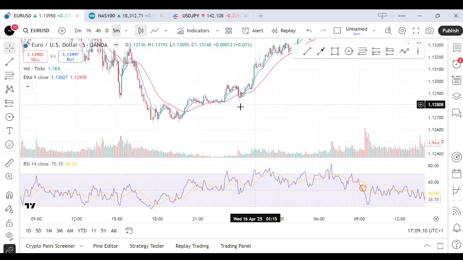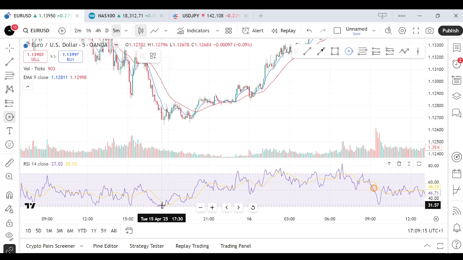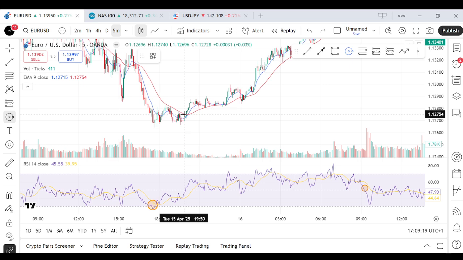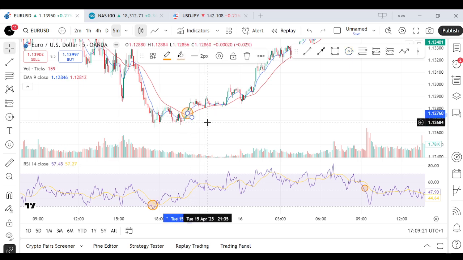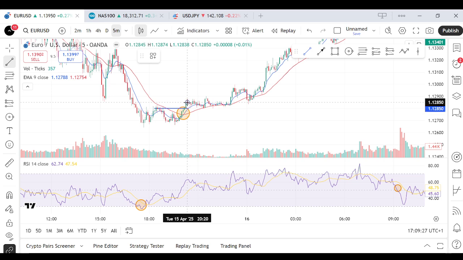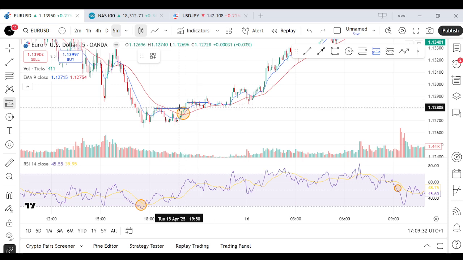Let's look for a good example. We have price being oversold right here on the RSI, and at the same time we have our crossover happening there, and price is breaking structures to the upside. We have several breakout structures to the upside. Just looking to take our buys from any of these.